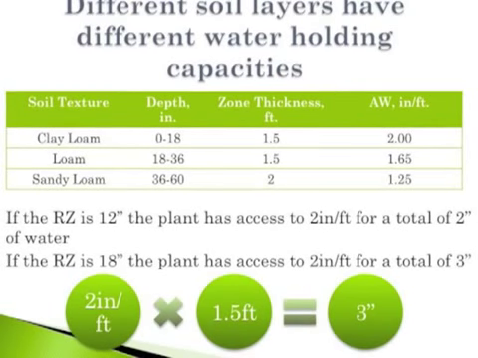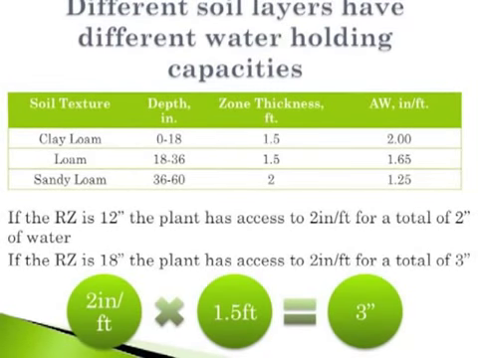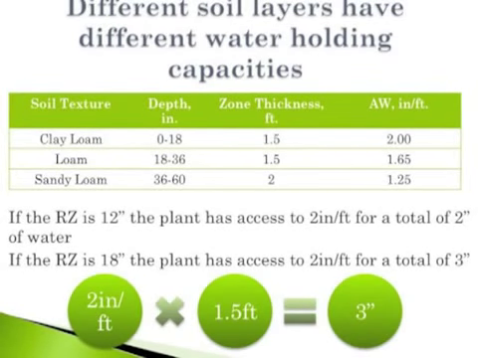Different soil types have different available water capacities, right? We should know that by now. Sand, for instance, its available water capacity is pretty low, right? Because it doesn't hold on to water very well. Where clay tends to be higher because clay holds on to water a long time.